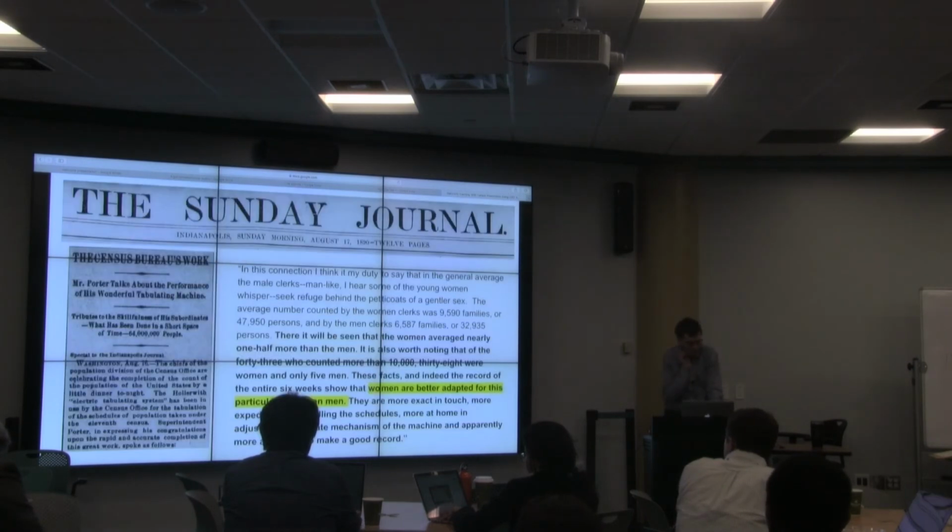This gets elaborated on later that summer when Superintendent Porter, the director of the census, gives a speech. He talks about all of these issues about how much faster this is, but he makes the same point. Women average only one half more than the men, and 38 of the 43 who counted more than 10,000 in a single day were women. He says women are better adapted for this particular work than men. They are more exact in touch, more expeditious in handling the schedules, more at home in adjusting the delicate mechanisms of the machine, and apparently more ambitious to make a good record.